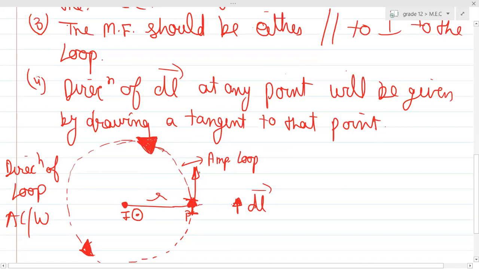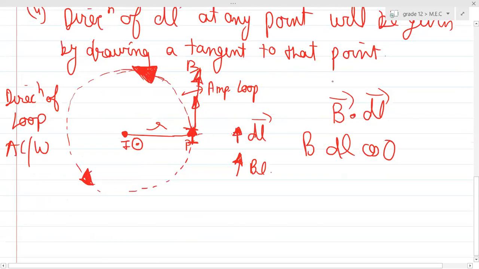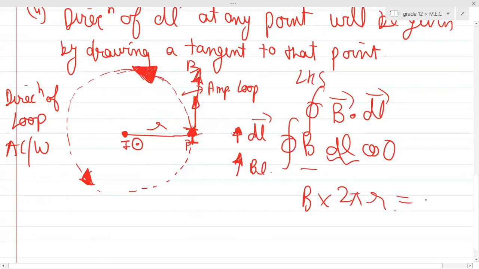Is this clear, guys? Any doubt in this part? By drawing a tangent, the dl vector is like this, and the magnetic field is also like this, right? So B dot dl will become B dl cos 0. Can you see the LHS? The magnetic field strength at every point is constant, and cos 0 is 1. So the integration of dl will be 2 pi small r, which should be equal to whatever the RHS is. Okay, so is this clear, guys? How do we solve the LHS?